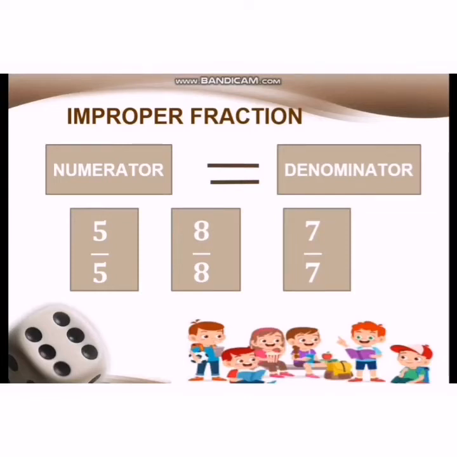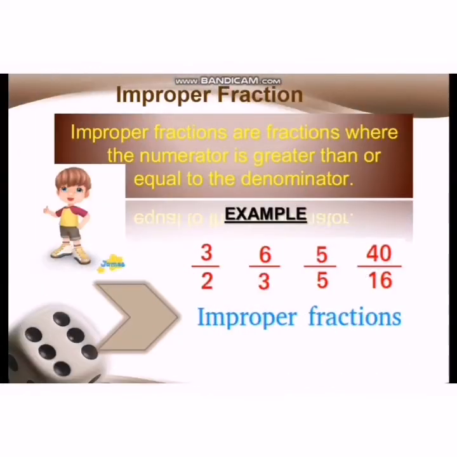Improper fractions are also fractions where numerator is equal to denominator. Example, 5 by 5, numerator and denominator both are same. 8 by 8, both are equal. 7 by 7, both numerator and denominator are same. So, we conclude that improper fractions are fractions where the numerator is greater than or equal to the denominator.